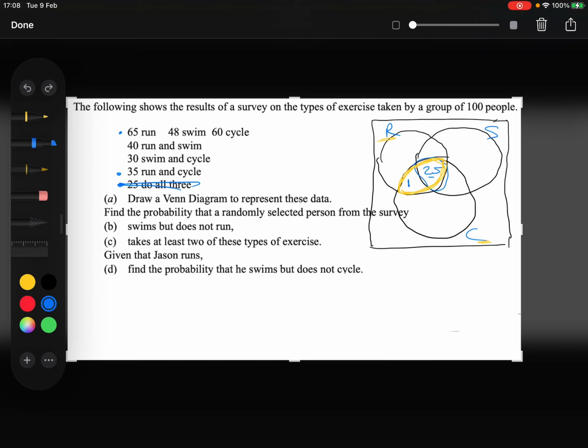Right, moving on to the next one. We know 30 swim and cycle. So the swim and cycle section is this one. And if there are 30 people in that section there, then that must mean that there are 5 people here, because the 25 plus 5 makes 30. So we know there are 5 people that swim and cycle only, and there are 25 people that swim, cycle and run.